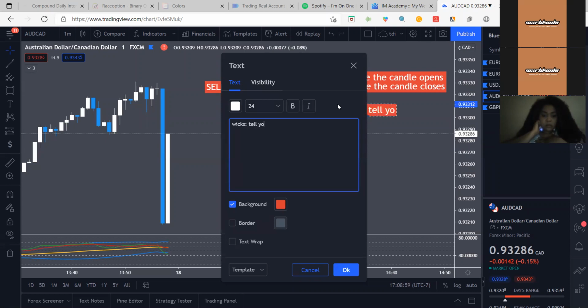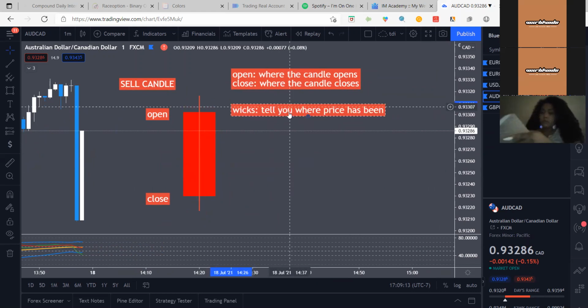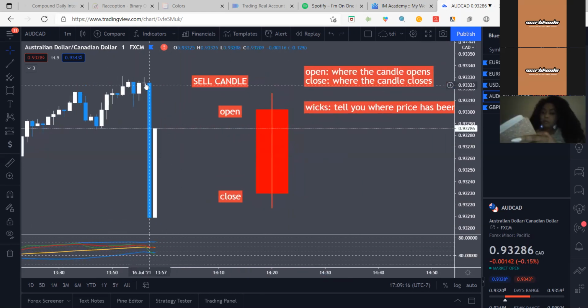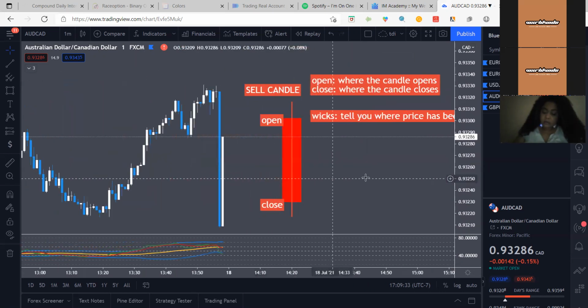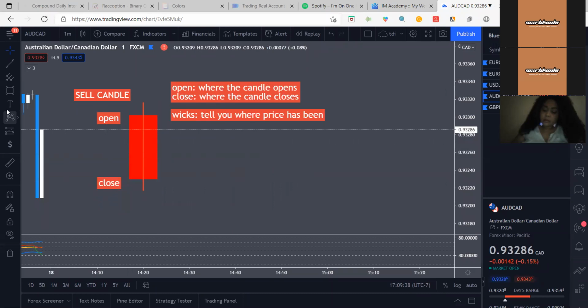Wicks tell you where price has been, right? Keep this in mind when you start looking at these candles. For example, this candle here opened and closed very much at the same price, but in the span of a minute, it went up here, went down there, and closed as a buy candle. Okay. So you have the sell candle. I'm actually going to hit draw. I'm about to draw the buy candle as well.